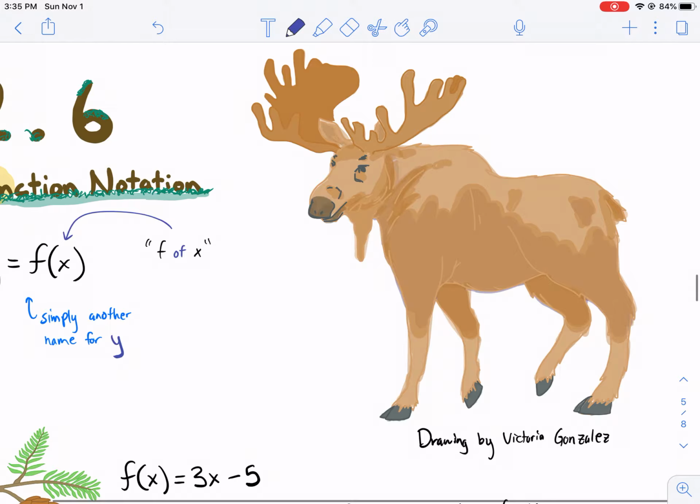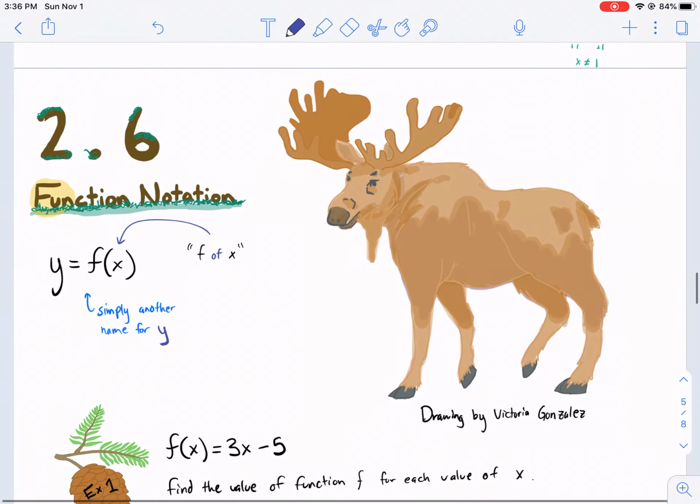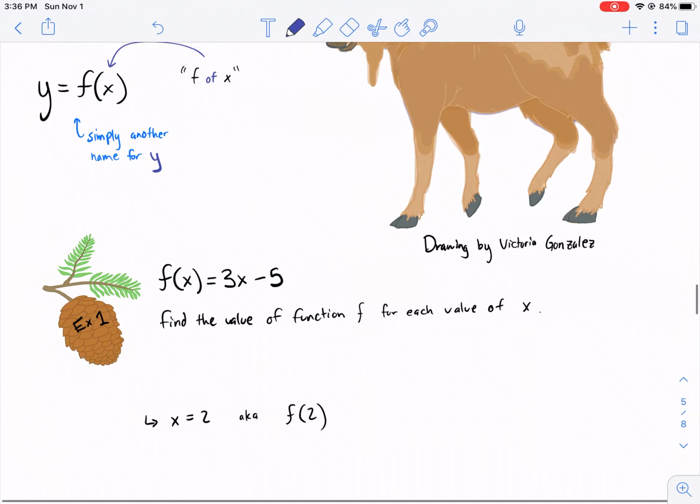Quick shout out to one of my former students who made this moose drawing. Absolutely fantastic. Great artist. Really appreciative of it.